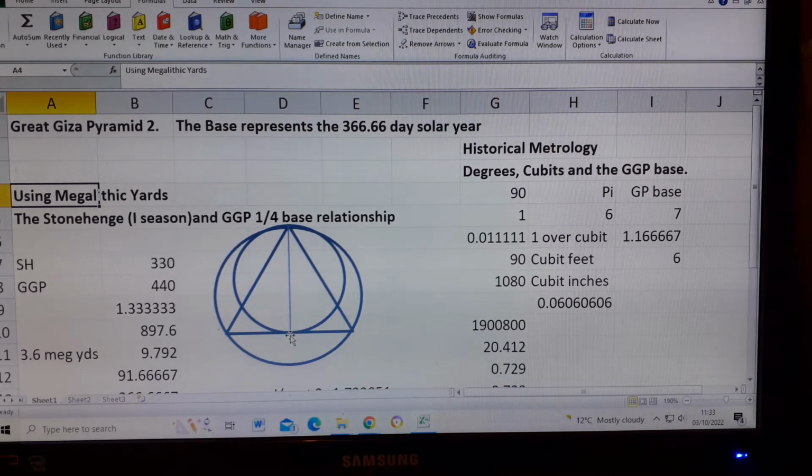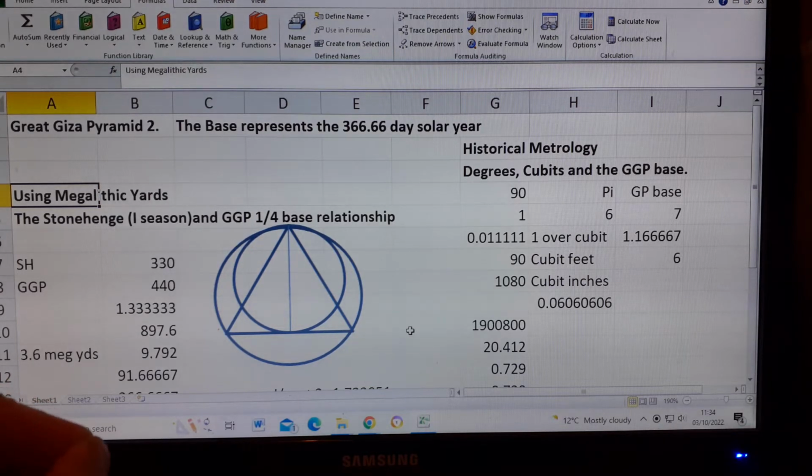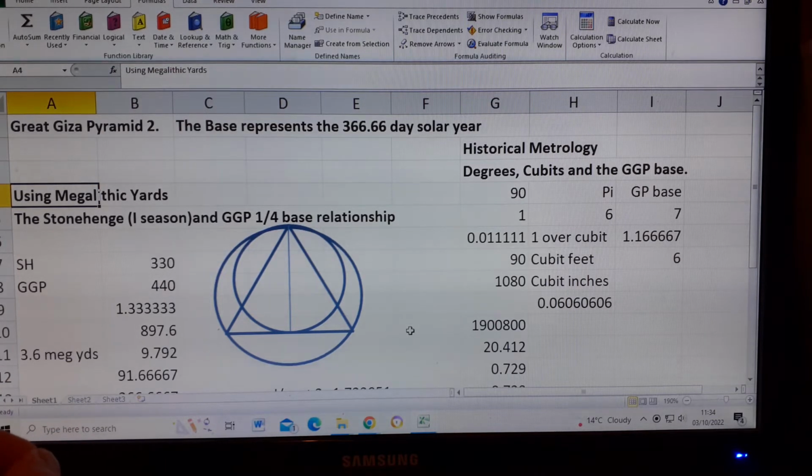This line is produced by this being 1, this being a half, and that then is half of root 3, this line here. And it's a well-known mathematical relationship, this, that's been proved. And I'll just show you what happens at Stonehenge and Giza. And then I'll go through the mathematical proof very quickly.